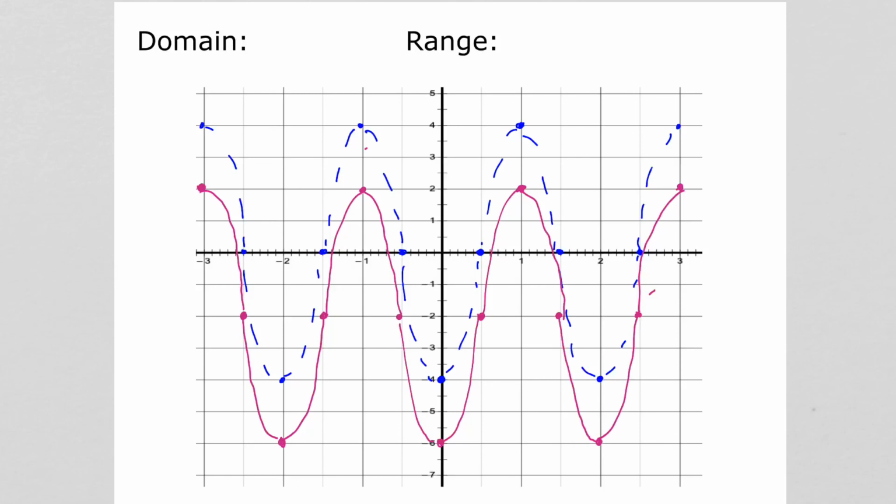What's the domain? All real numbers, of course. And what's the range? Well, let's look at this. The lowest point is negative 6. The highest point is 2. So our range is from negative 6 to 2, including both negative 6 and 2.